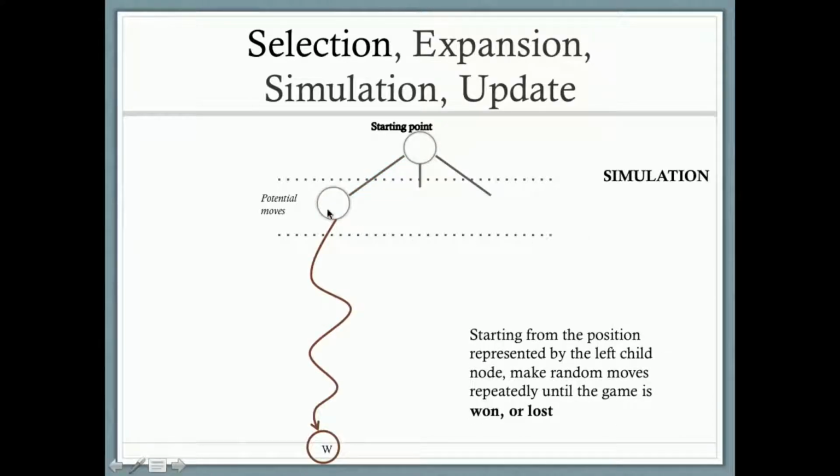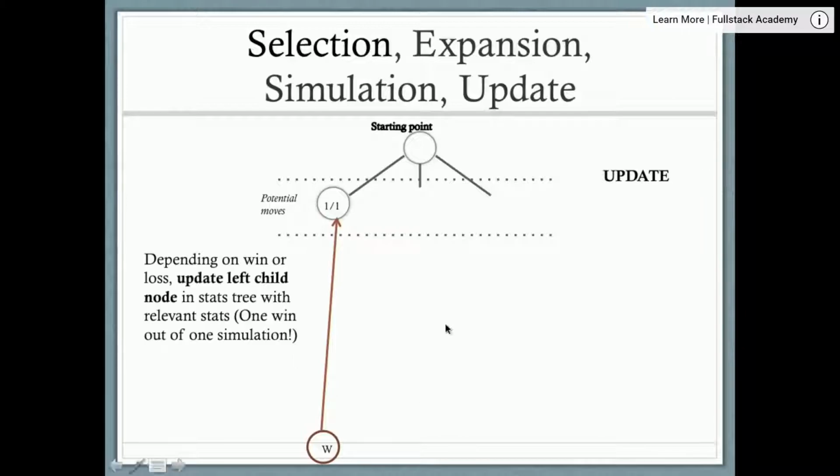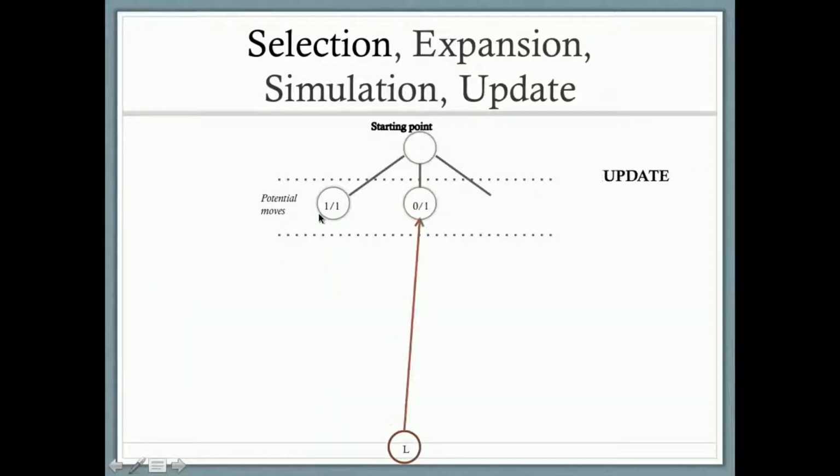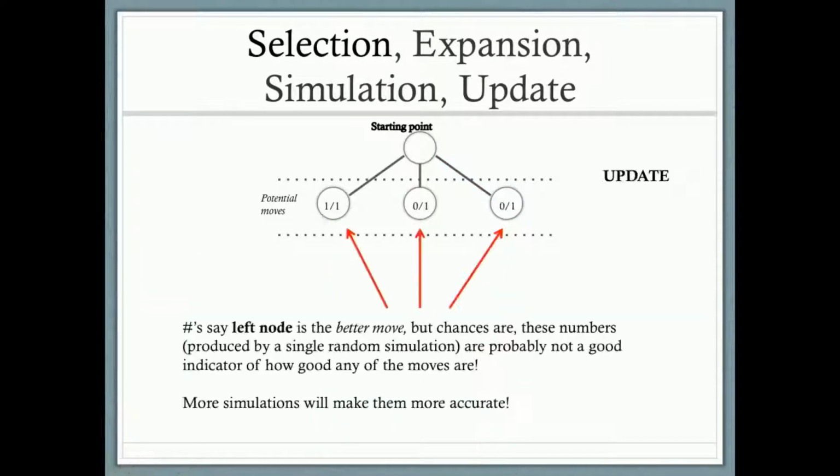It will then, from that position, run simulations: it will make random moves for itself and its opponent until it reaches the end, which can either be a win or a loss. And then it would call update, which updates the value of this node that it ran the simulation from. So here it would be 1 win out of 1 simulation. It will then do that same thing for the next 2 nodes.